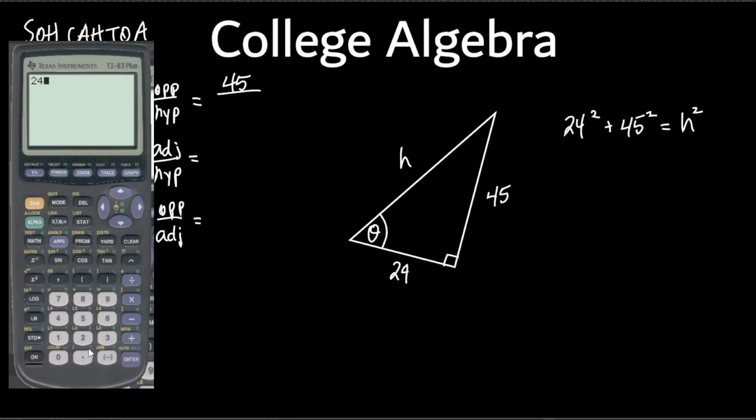So 24 squared, and then plus 45 squared. 45 squared. And then I'm going to figure out what that is. That's 2601. What do I have to do with that, though, to get h by itself? Because that's h squared. So I got to take the square root.